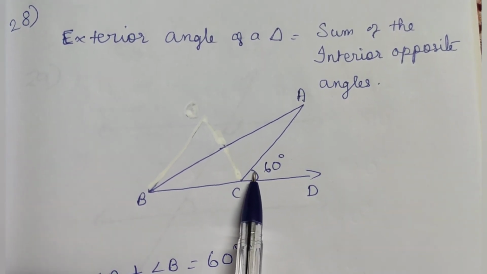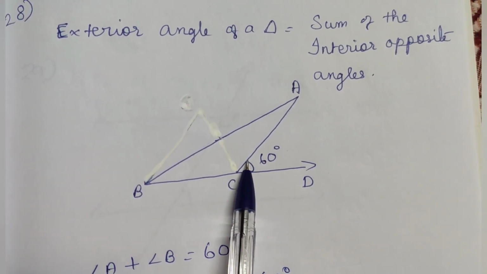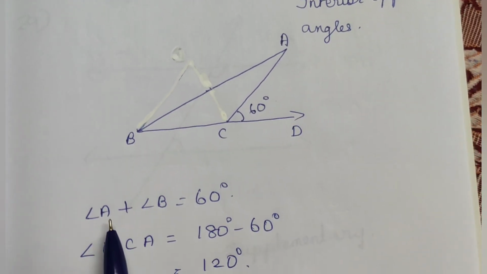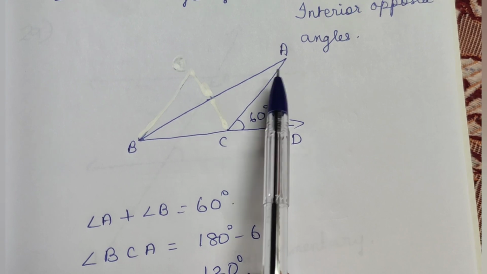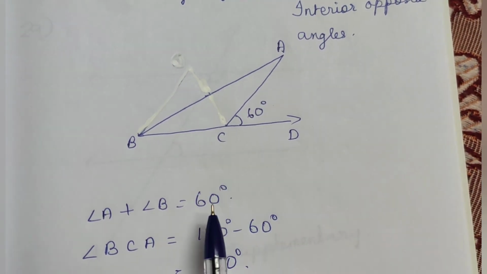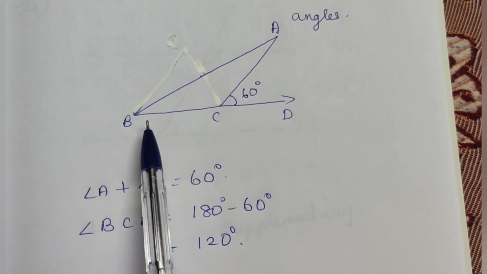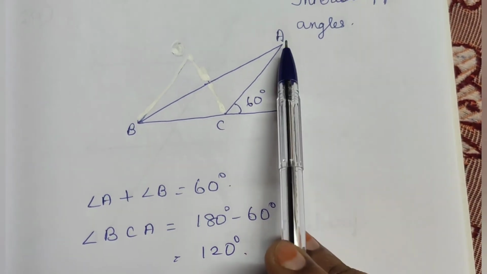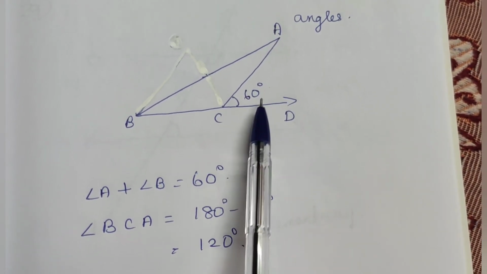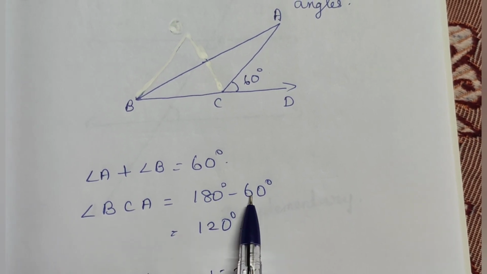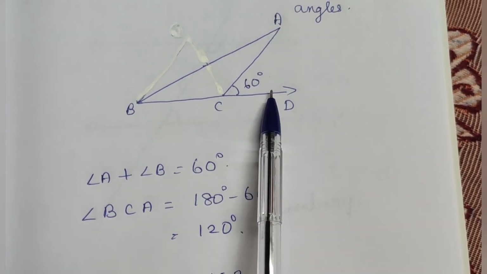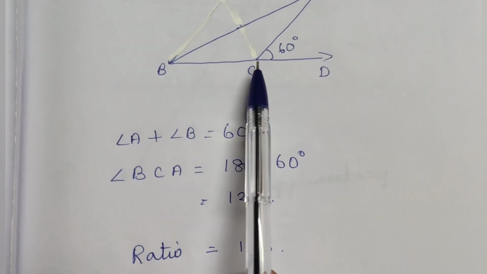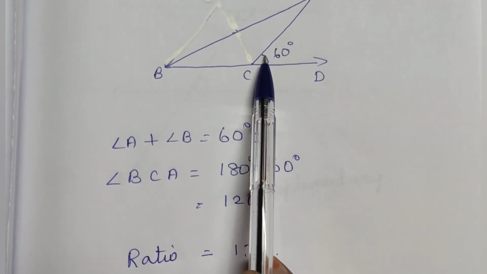This is the exterior angle of the triangle. This angle is equal to angle A plus angle B. So angle A plus angle B equals the exterior angle, 60 degrees. What is angle BCA? BCA is a linear pair to the 60 degrees. So BCA is equal to 180 minus 60, angles on a straight line, 120 degrees. So we get this angle BCA as 120 degrees.